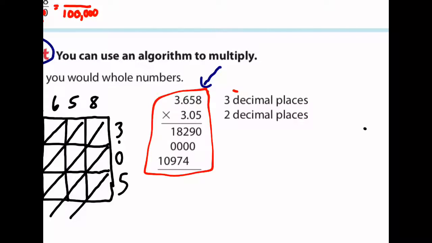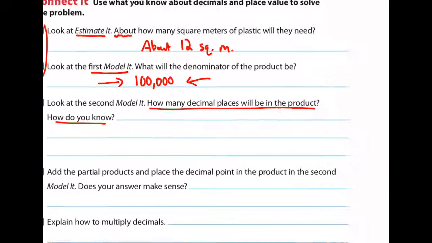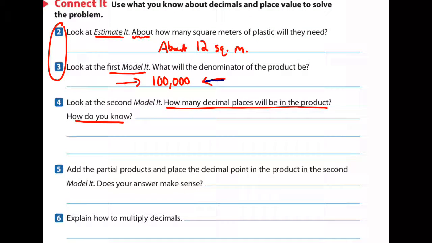The first number, I'll switch to blue, has 3 decimal places, 1, 2, 3. So that's what they're saying here. The second number has 2 decimal places. That's what they're saying here. So you can use that, or you can use our estimate from number 3 to figure out where the decimal place will be. So what I want you to do is answer number 4. Okay? Pause the video. When you're done, restart it and see how you did. Go.